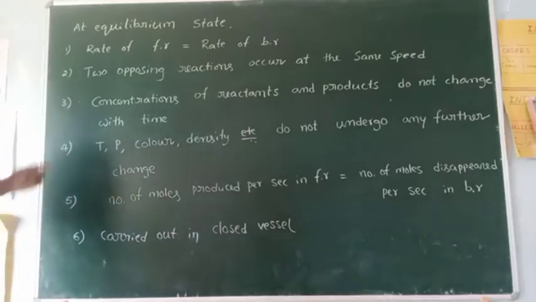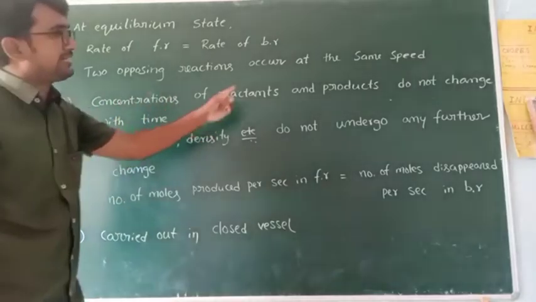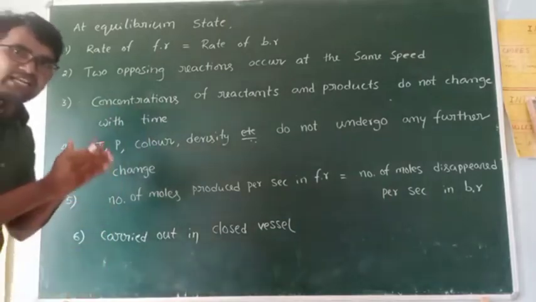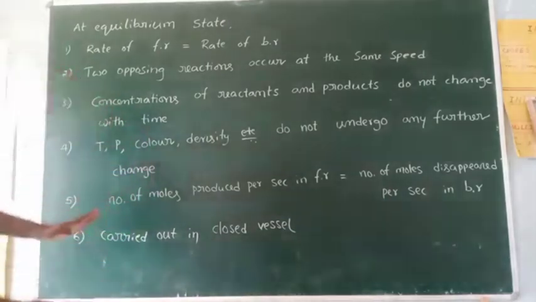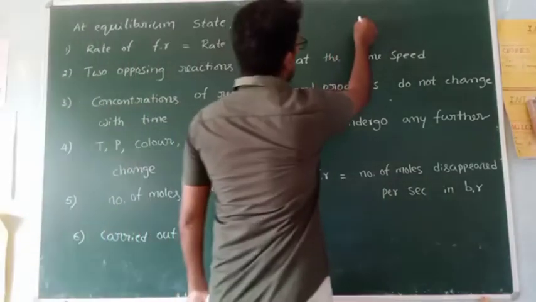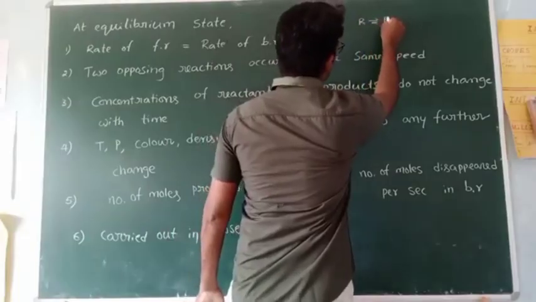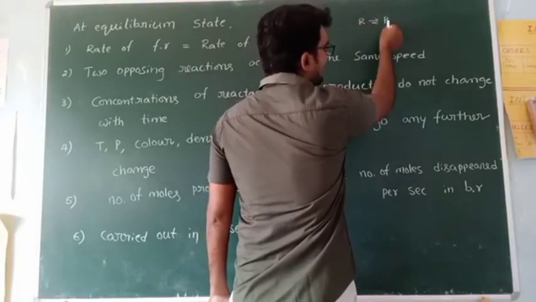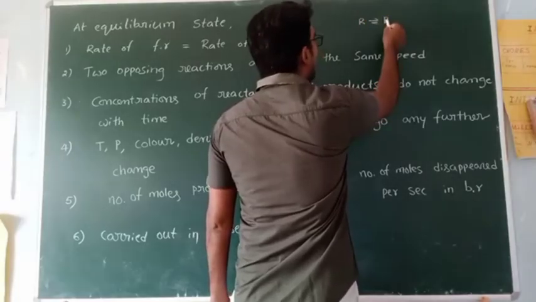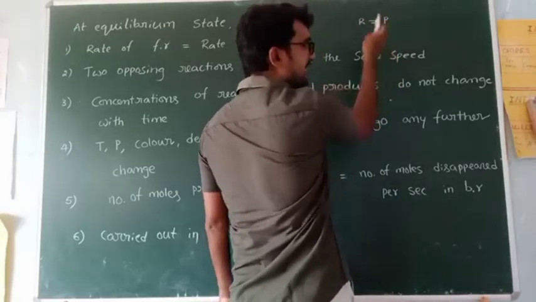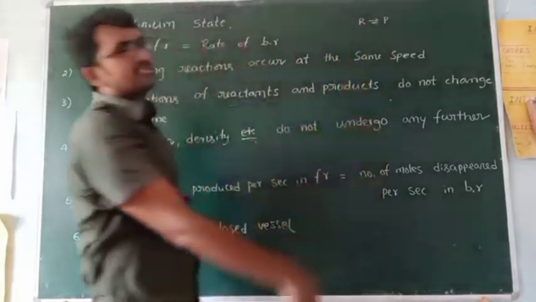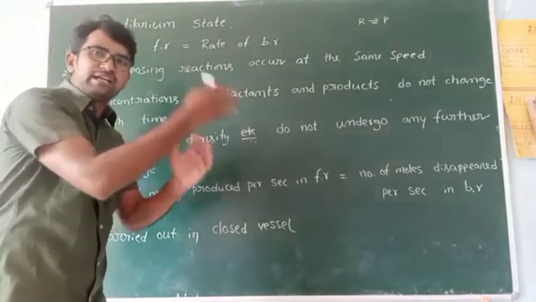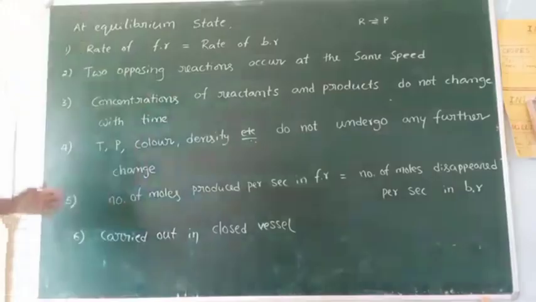Third point, the concentrations of reactants and products do not change with time, because at the equilibrium state the conversion is continuous. The concentration of reactants decreases while the concentration of products increases, and at the same time the concentration of products decreases and the concentration of reactants increases, because the forward and backward reactions are continuous.